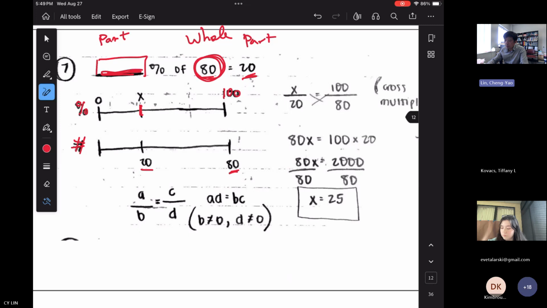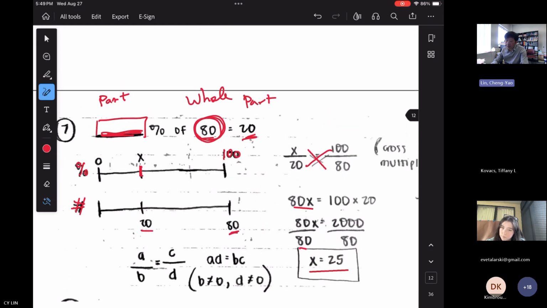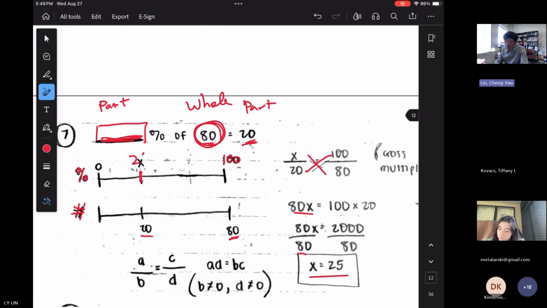So now here is an equivalent fraction. Now we can cross multiply to find the answer. Is that right? So we have 80x equals 20 times 100, which is 2,000. So both divided by 80, the answer is 25. So 25%. Now 25% right here. Wait a minute. Correct or wrong? Correct. Does that make sense for 25% like this segment? Yes or no?